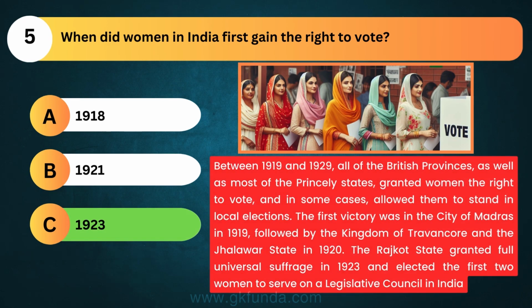Between 1919 and 1929, all of the British provinces, as well as most of the princely states, granted women the right to vote and in some cases allowed them to stand in local elections. The first victory was in the city of Madras in 1919, followed by the Kingdom of Travancore and the Jalawar state in 1920. The Rajkot state granted full universal suffrage in 1923 and elected the first two women to serve on a legislative council in India.